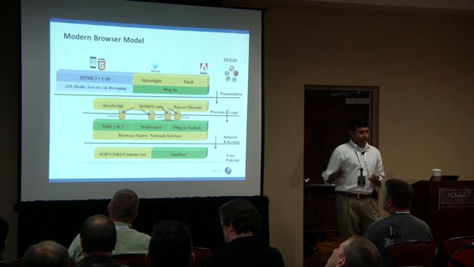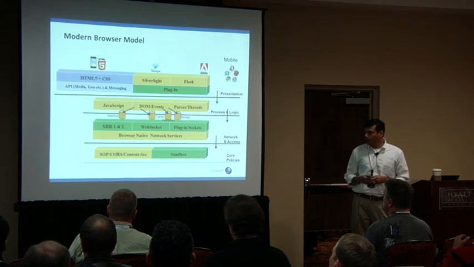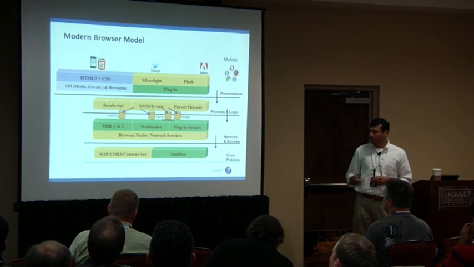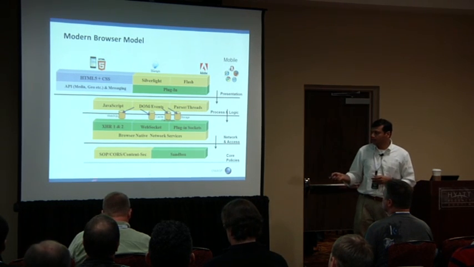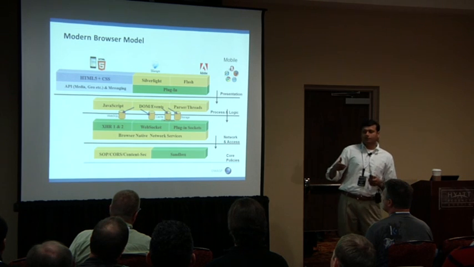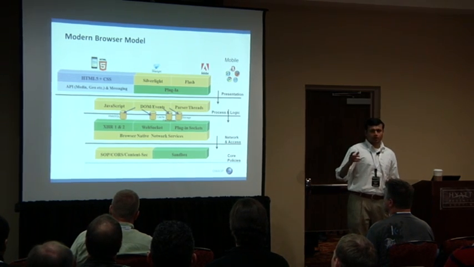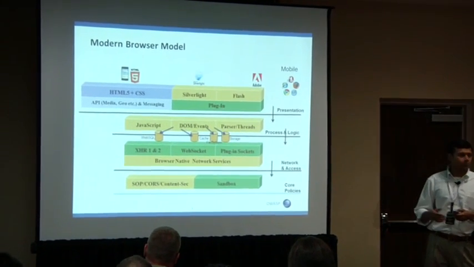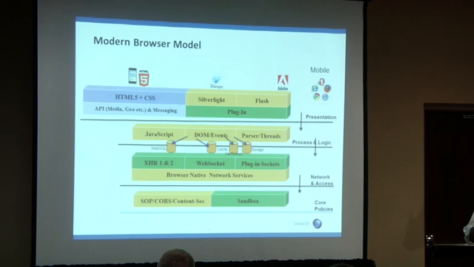If we look broadly at the current modern browser architecture, we have a core policies layer, where quite a few new policies are added. We have SOP, the same origin policy. On top of it, we have CORS, the cross-origin resource sharing policy. We have another policy called CSP, the content security policy, and something new called sandbox. When you use an iframe, you can use the sandbox attribute to put your iframe into a sandbox.